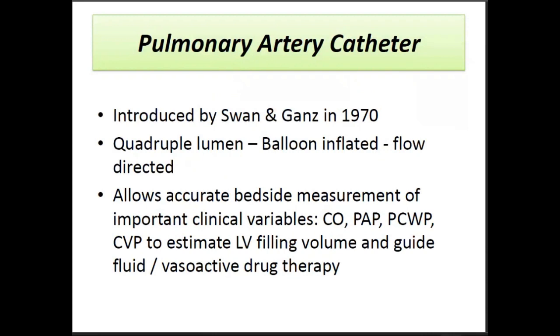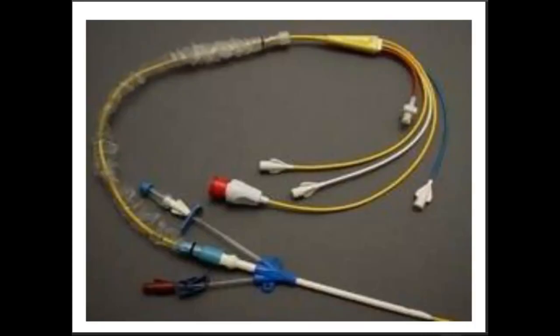What about the pulmonary artery catheter? It's called the Swan-Ganz catheter. It has 4 lumens, quadruple lumens, a balloon to inflate, and is flow directed. It allows accurate bedside measurement of many clinical variables. Most important are cardiac output, pulmonary artery pressure, pulmonary capillary wedge pressure, and central venous pressure, to estimate the left ventricular filling volume and guide fluid and vasoactive drug therapy.